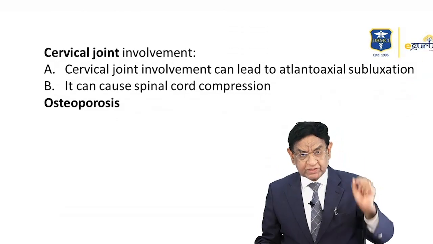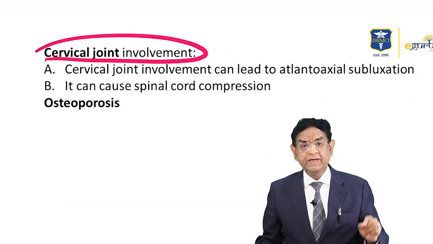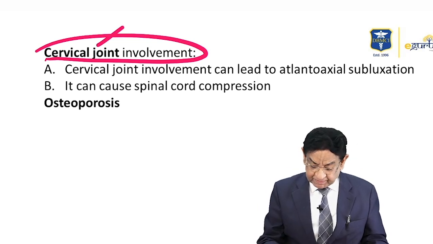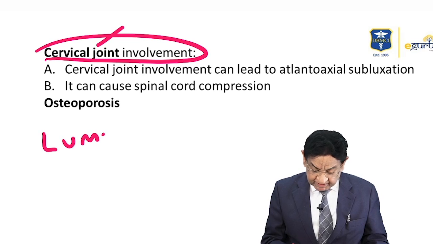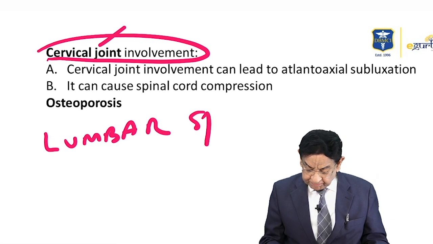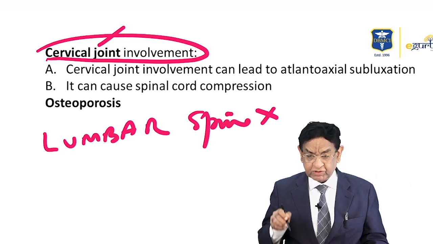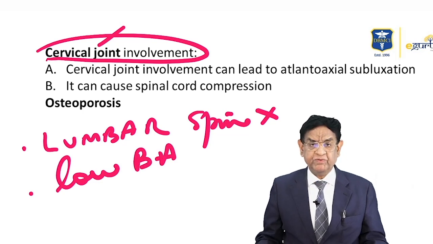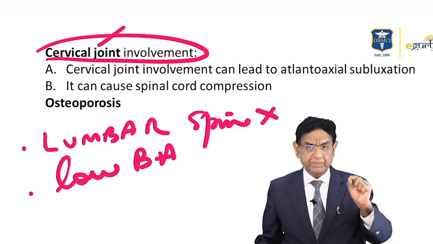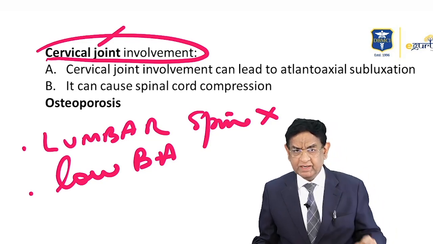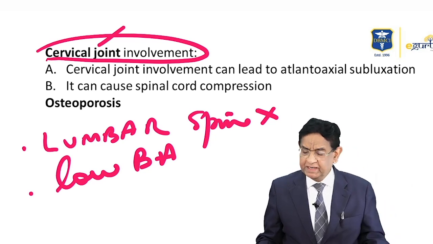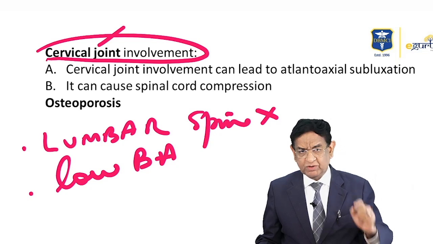Now, cervical joint involvement, this again is a very important point. In fact, in the entire vertebra, the only part which is involved is the cervical spine. Lumbar spine is never involved. So, low backache is never a feature of rheumatoid arthritis. So, if the patient's main complaint is low backache, then you revise your diagnosis of rheumatoid arthritis. It is such an important line written in all the books. Low backache is not a feature.